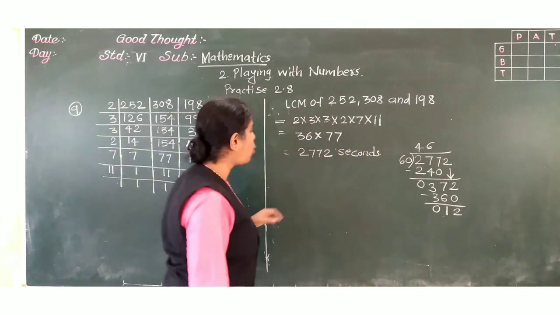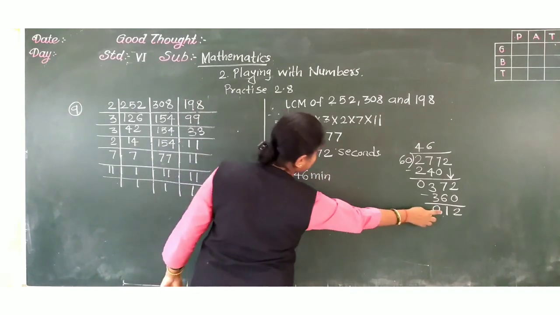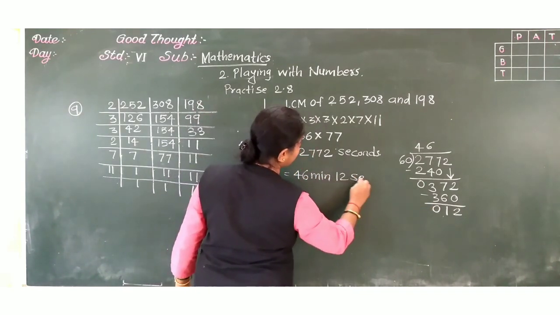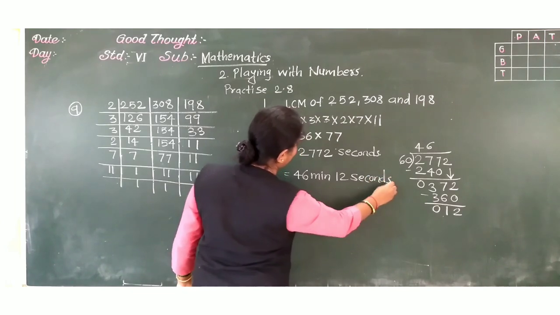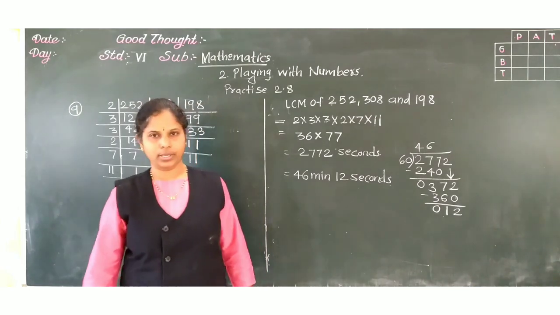That means how many minutes? 46 minutes, and these are seconds, 12 seconds. Okay. So after 46 minutes, 12 seconds, all three will be running together.